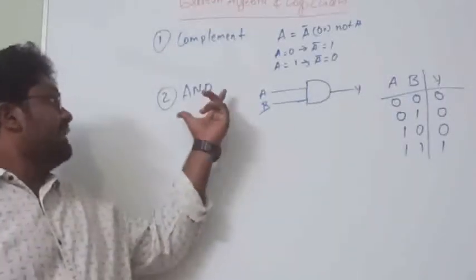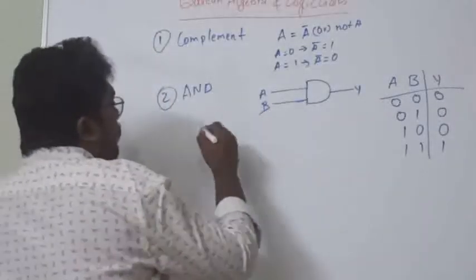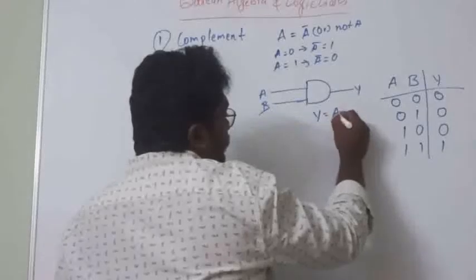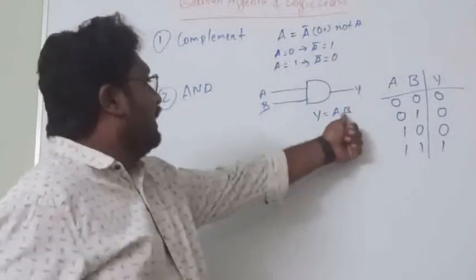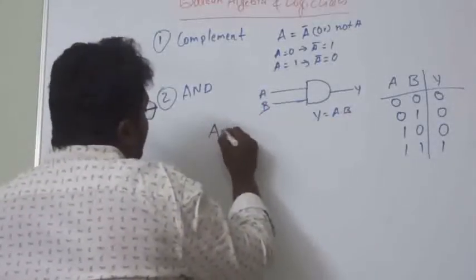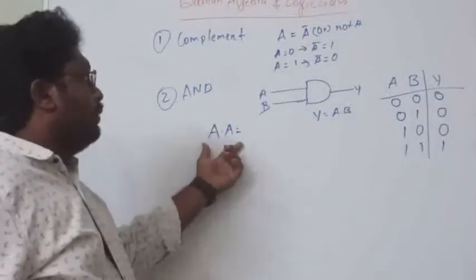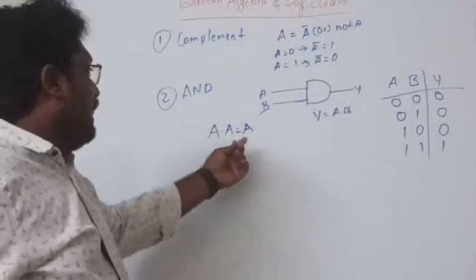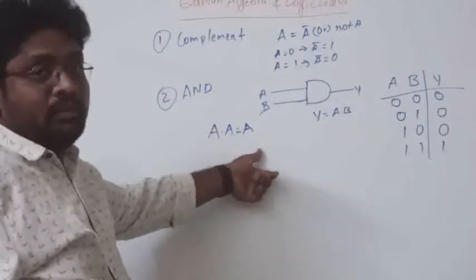Now under this AND rule, we have four major rules. And one more thing, we represent this AND as Y equals A dot B, and it is represented with a dot, right? So now, A into A will become A. Let us see how A dot A will become A.